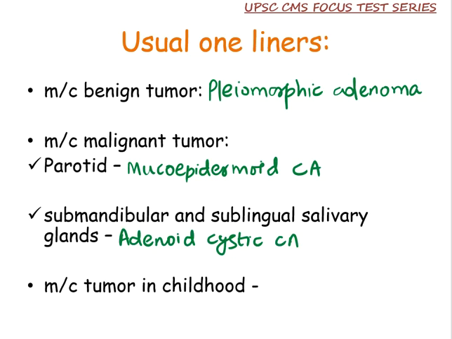Only one exception comes here in childhood. If they ask you what is the most common tumor of the salivary gland in childhood, which by itself is relatively rare, please remember, in childhood it is hemangioma. It is hemangioma. Even though salivary gland tumors are relatively rare in childhood, if at all occurs, it is usually a hemangioma. These are the usual one-liners which are asked in this salivary gland tumor section.